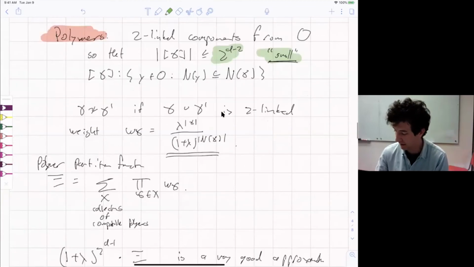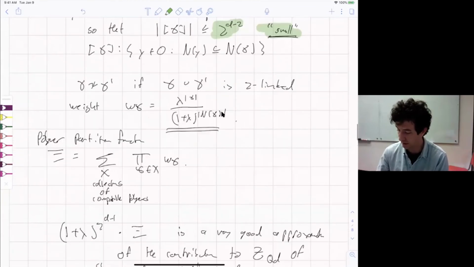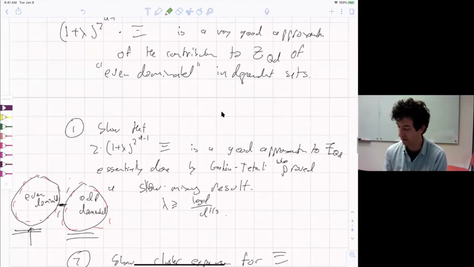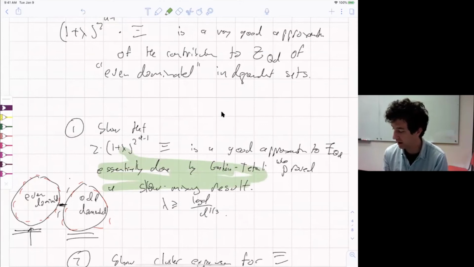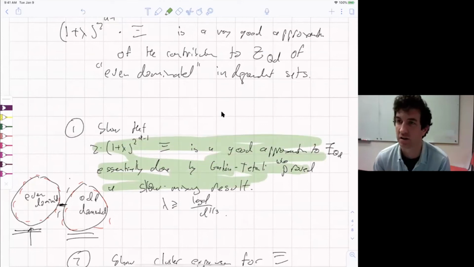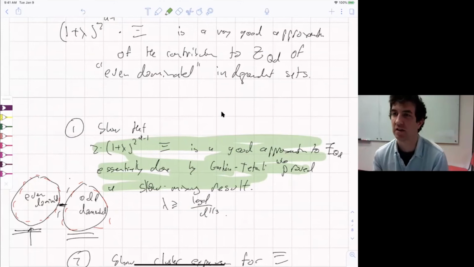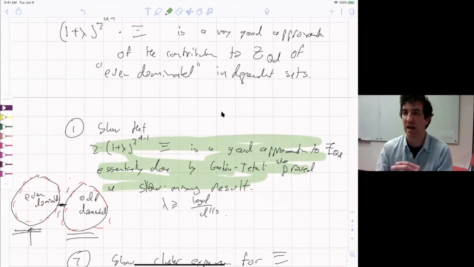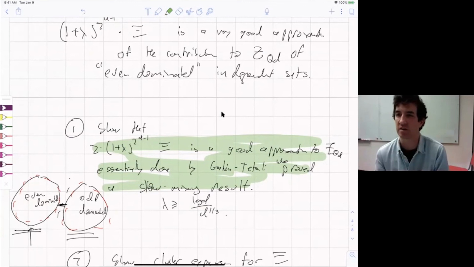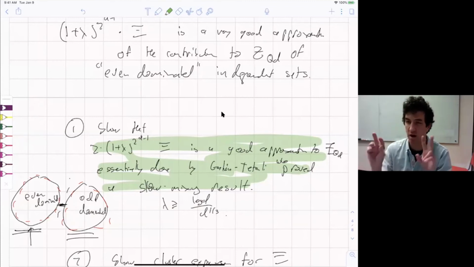It turns out that when you want to prove this step 1, though, show this slow mixing result, by picking small to be that large, some arguments become trivial. Basically you say, well, certain configurations can't even occur. And so the larger you make the definition of small there, the easier this part of the argument becomes. And it would be nice to be able to take a smaller notion of small.